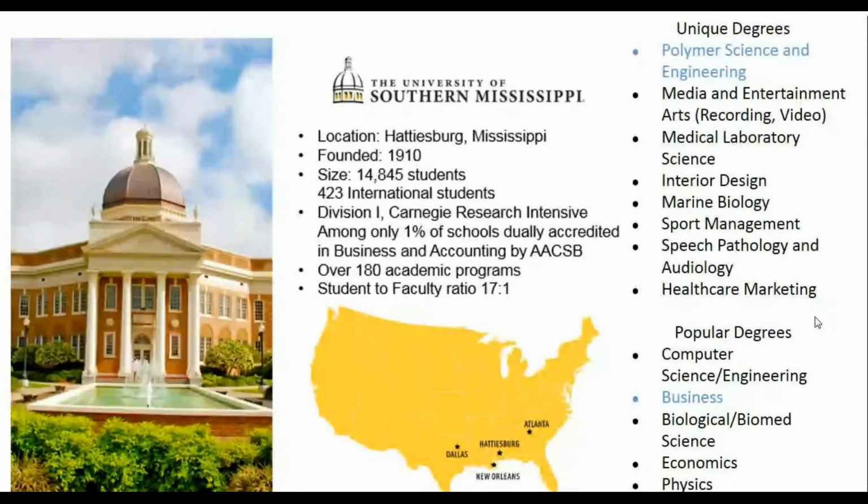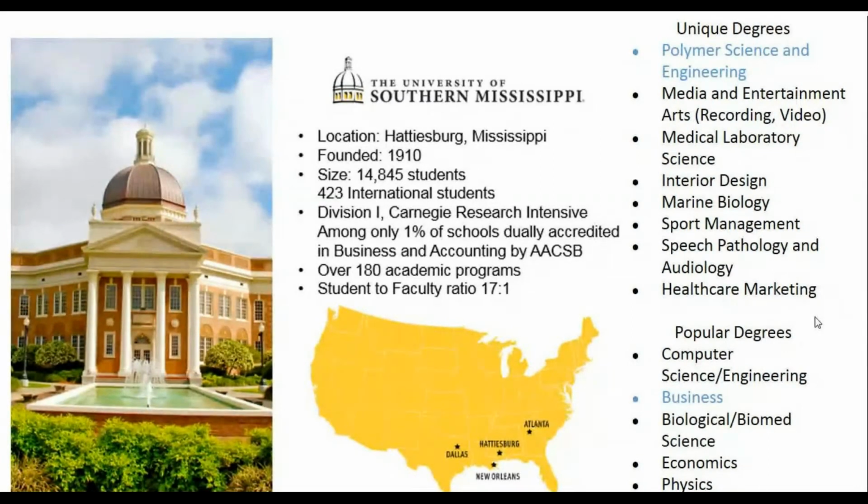We hold around 50,000 students, and some details about our institution that make us special is that we are a Division I in athletics, so we are very strong in sports. We were recognized a couple of years ago by the Carnegie Research Intensive, so many of our faculty take our students down that investigation and research path. And one of the programs that we always like to highlight is our business program. We are among only 1% of schools dually accredited in business and accounting. So that's a very strong program if you are interested in that.